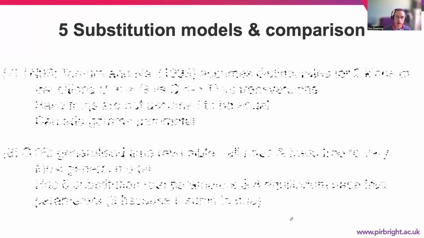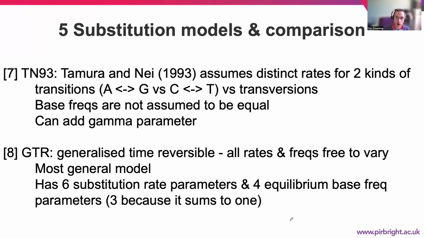We also have the TN93 model, where Tamura and Nei extended that existing model, where they have different rates for 2 kinds of transitions, A to G and C to T, versus the other transversions, and the base frequencies are assumed to vary as well. We can add a gamma parameter to this as well.